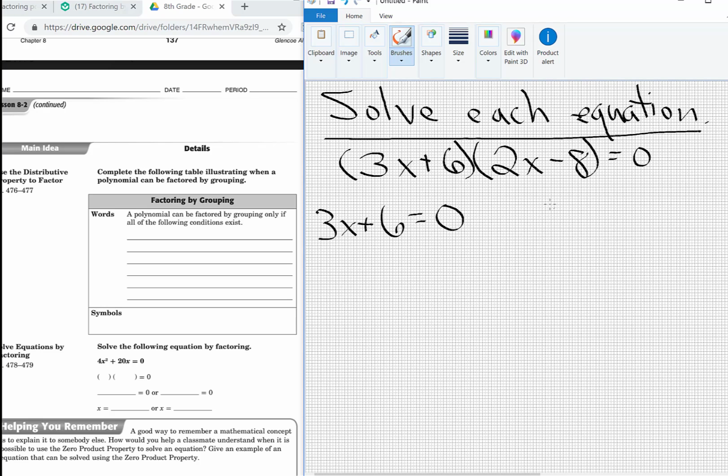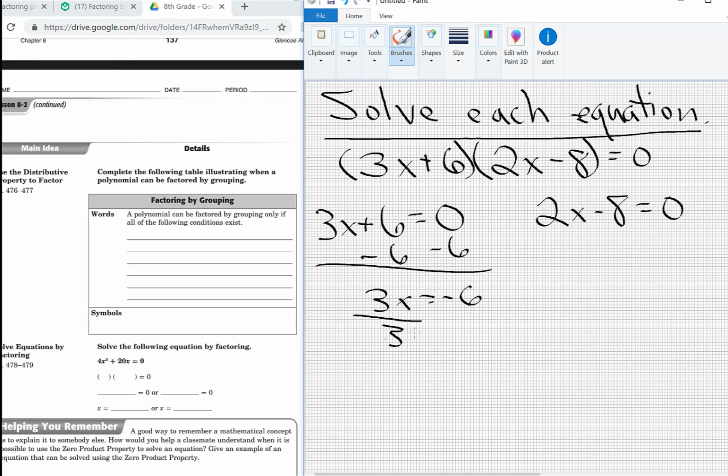We're going to subtract 6. We get 3x equals negative 6. We divide by 3, and we get x equals negative 2. Over here, we add 8. 2x equals 8. Divide by 2. x equals 4.